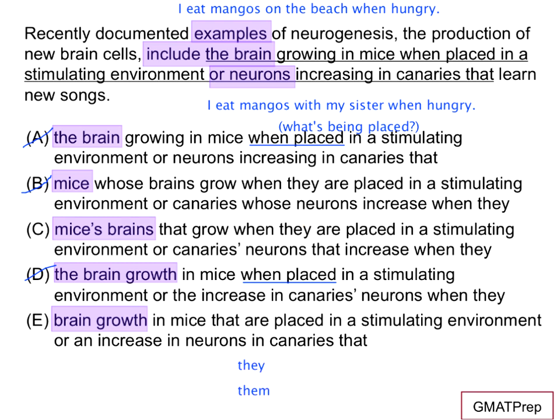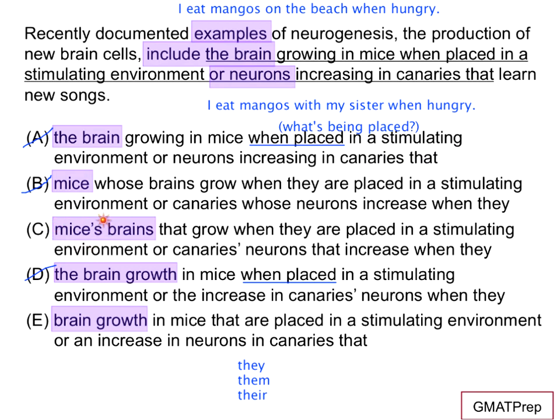So you've got they, them, and their are the three forms of this third person plural pronoun. They is what's called a subject pronoun. You can see it's being used as a subject right here. They are placed, subject and verb. Right? Them is an object. I went to the movies with them. And their is a possessive.